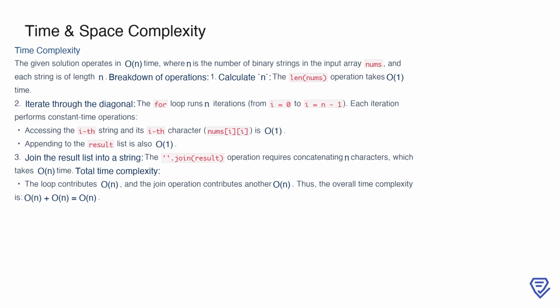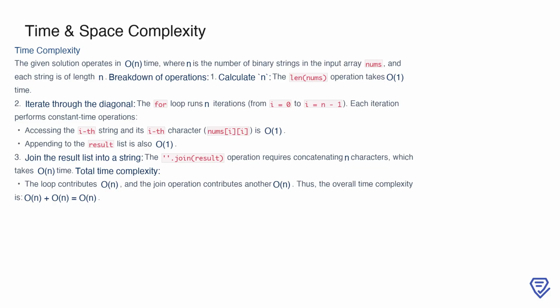The time complexity of this solution is determined by the operations performed throughout the algorithm. First, calculating the size of the input array nums using len(nums) is an O(1) operation, as it simply retrieves the length. Next, the for loop iterates through the diagonal of the binary string matrix, running exactly n times, where n is the number of strings in nums. Within each iteration, accessing the ith string and its ith character, as well as appending to the result list, are both constant time operations, O(1).